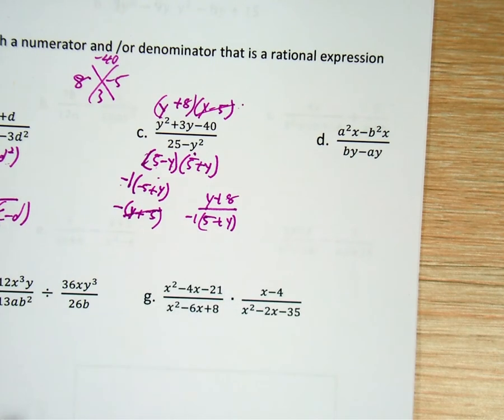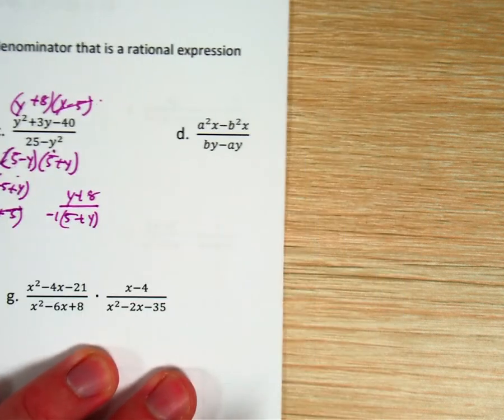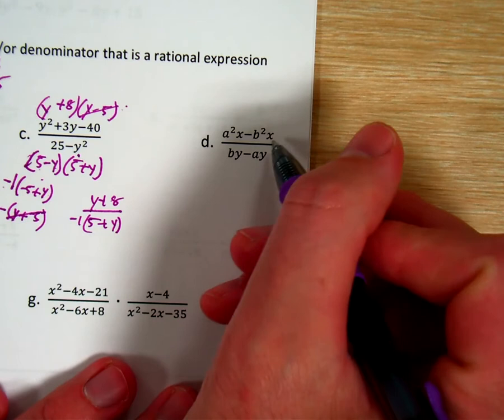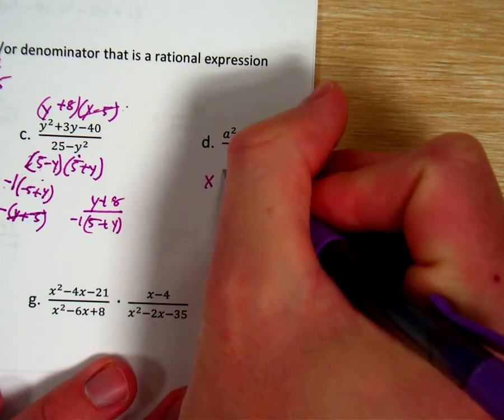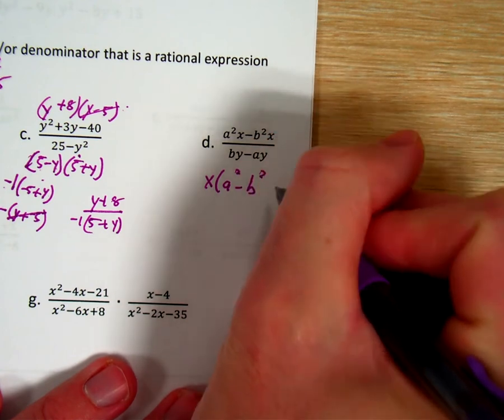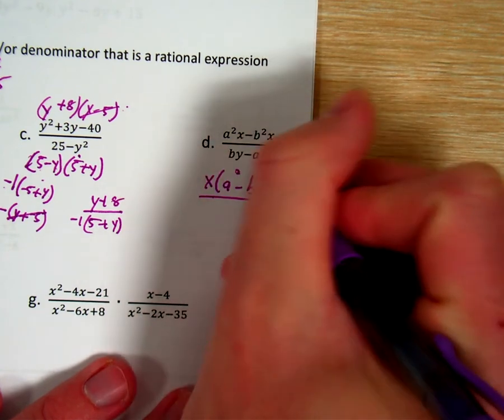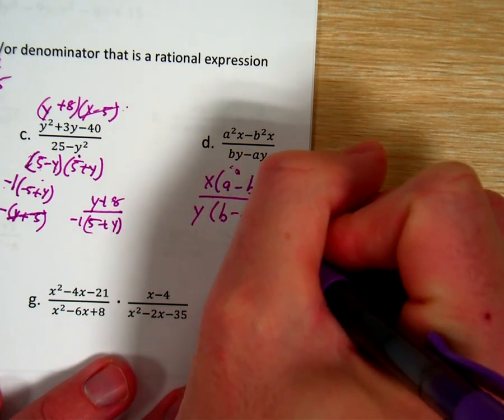Okay, let's see. Is this about the same thing? D. We have x's, we got y's. So let's pull x out in front on the top: a squared minus b squared. And we can take a y out on the bottom. Yep, b minus a. Alright.